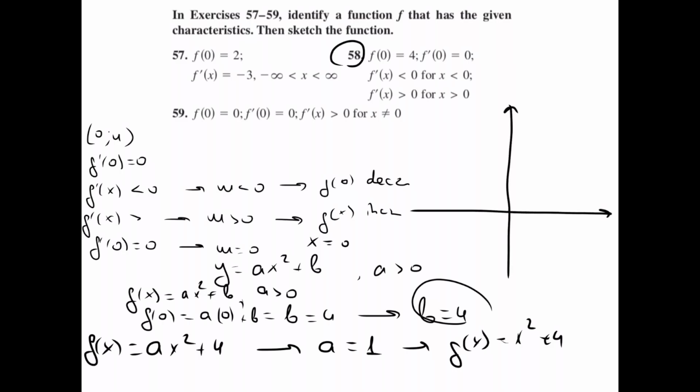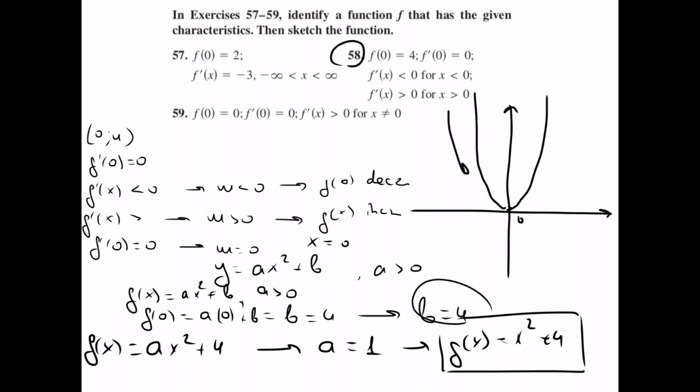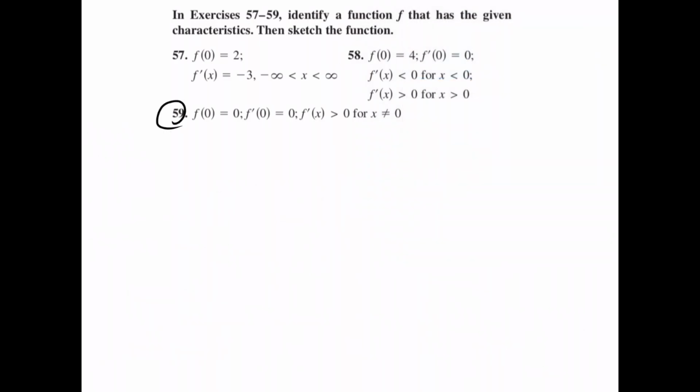So x squared plus 4 is our function. It's the upward parabola. Now, from the graph, it's obvious that the function decreases on the interval negative infinity to 0 and increases on the interval 0 to plus infinity. So that's it. And now let's continue with the last one.